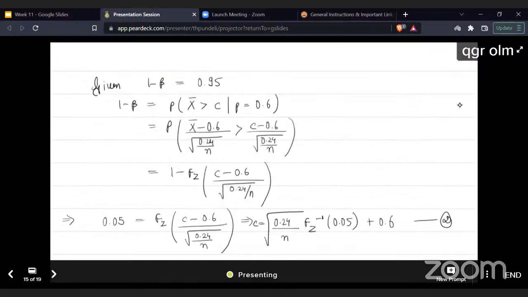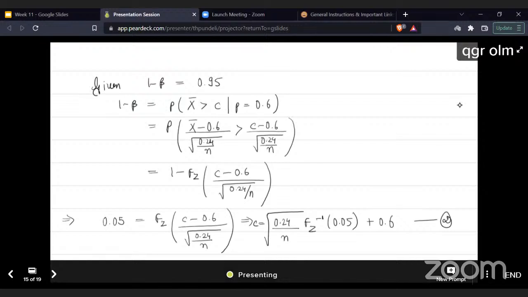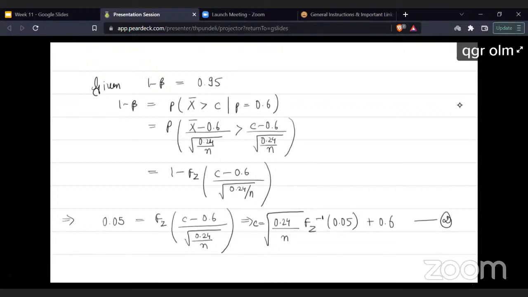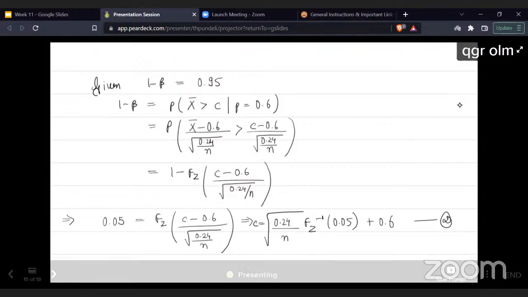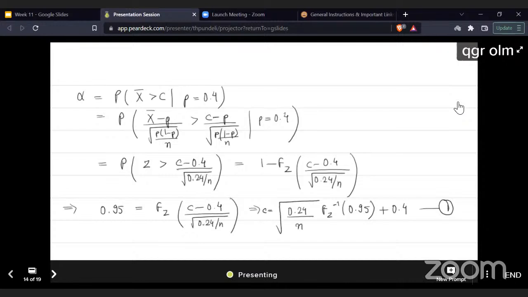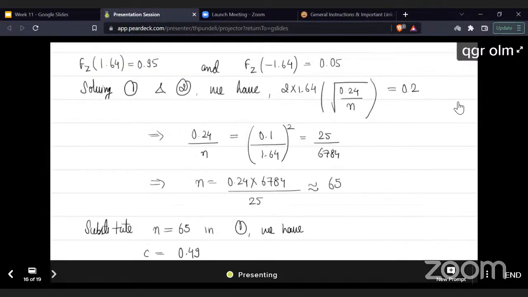Similar thing we are going to do for power. We know power is 0.95, it is given to us. And it is defined in this fashion that given this alternative is true, we are going to reject H naught, right? We know how to solve such kind of problem. And again, from there, we got a critical value C that is going to be square root of 0.24 by n, times phi inverse of 0.05, plus 0.6. So you have two different expressions for this critical value C. One is phi inverse of 0.95 plus 0.4 and the other is phi inverse of 0.05 plus 0.6, right? Now you have to solve these two equations.